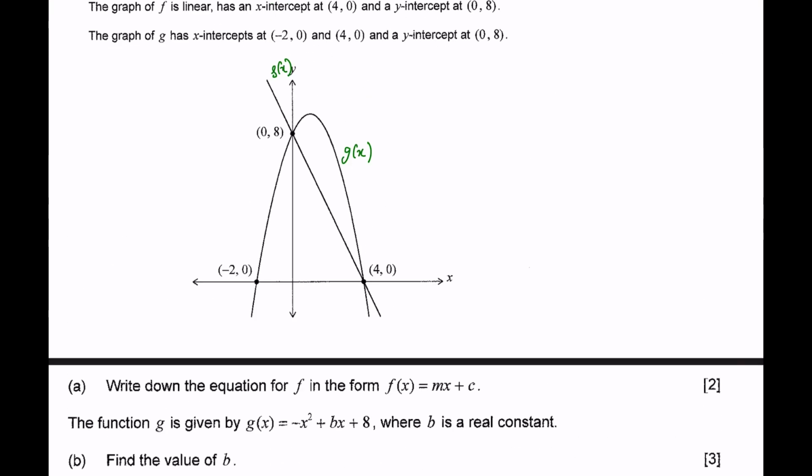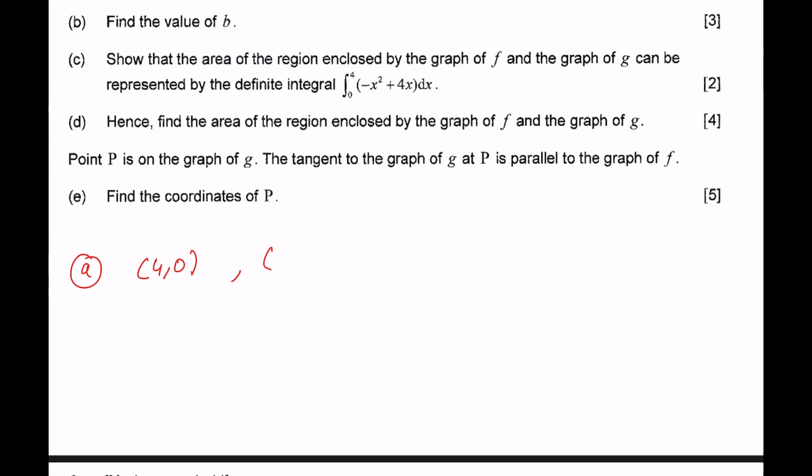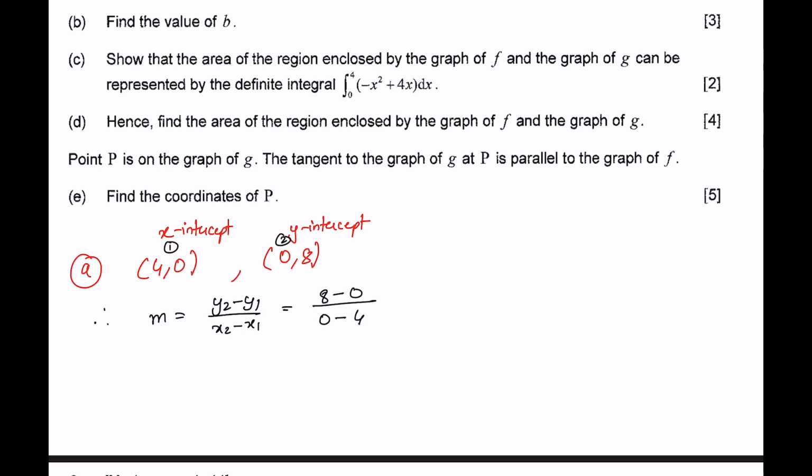So for part A, for this line, I can find the slope of this line. This is the x-intercept and the y-intercept is 0,8. In order to write the equation of a straight line, I just need 2 points on the straight line, and that's enough. So first I'll find the slope of the line, which is y2 minus y1 divided by x2 minus x1. Take this point as 1, take this point as 2. Y2 is 8, y1 is 0, x2 is 0, x1 is 4. So 8 minus 0 divided by 0 minus 4 gives you 8 divided by negative 4, which is negative 2, which is the slope of the straight line.